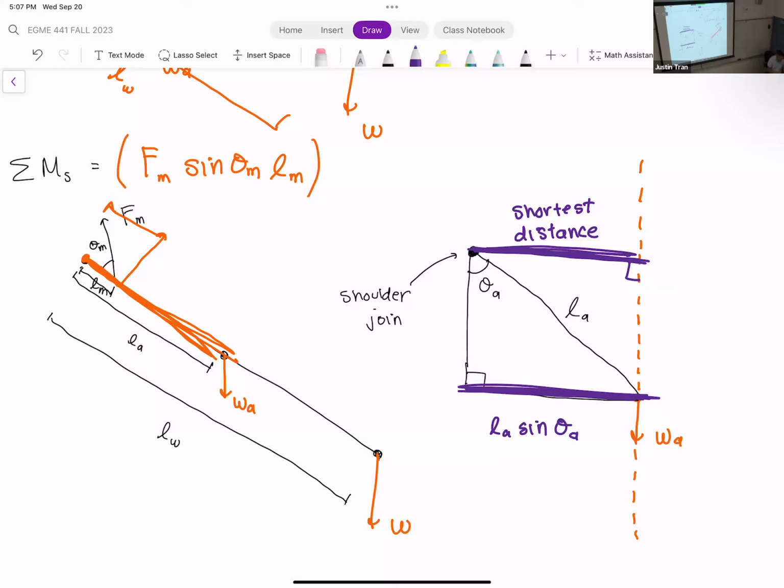And so the moment from that WA is therefore going to be minus WA, because we know the WA is going to produce a clockwise moment around the joint. WA times LA sine of theta A.